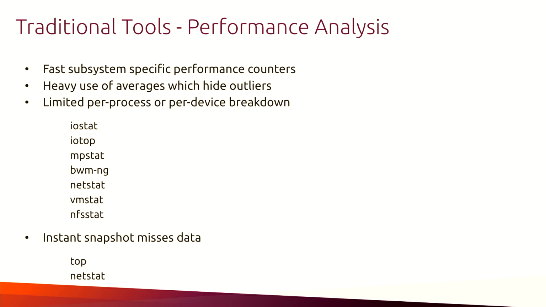These are super great for a top-down view, but some of the limitations, number one, is they really make heavy use of averages, and averages are really good at hiding outliers. And we'll talk in a minute about why that can be a problem. And they often have a predefined and limited breakdown. So often we might be able to see disk statistics for a disk, but without correlation to a process. Or we may even be able to see I/O information for a process, but without correlation to which disk that I/O information is from.